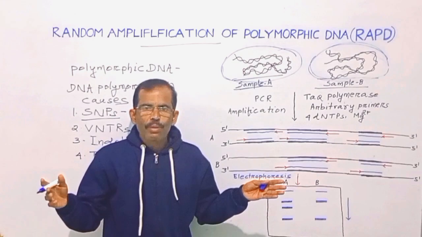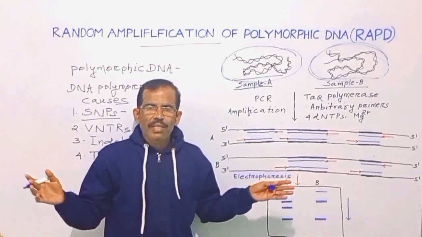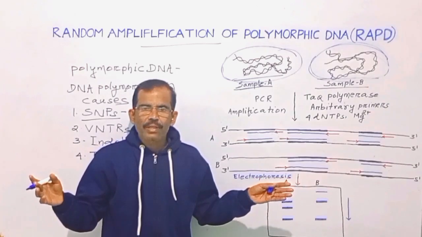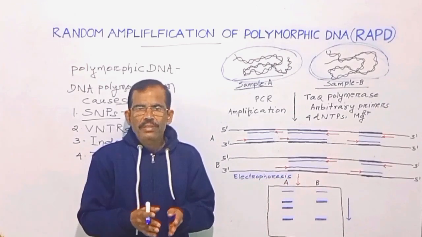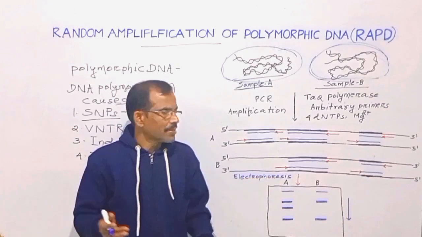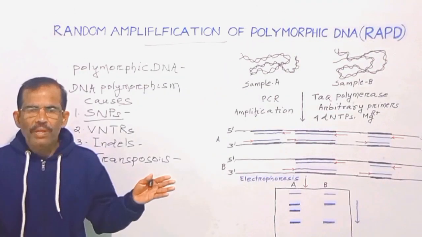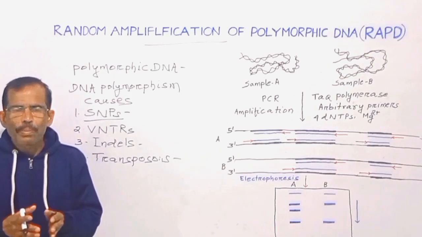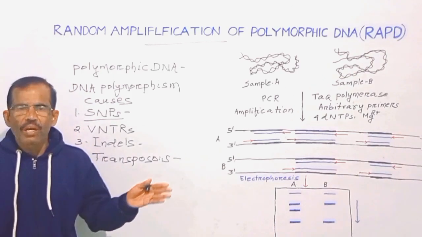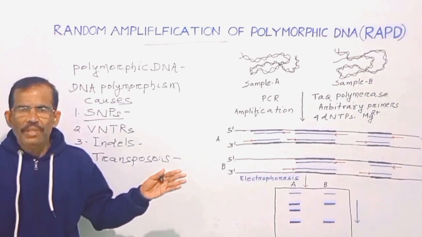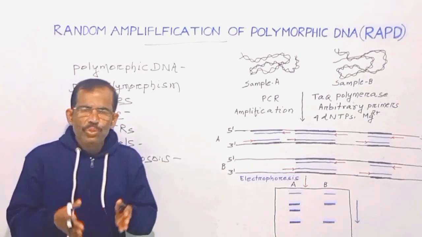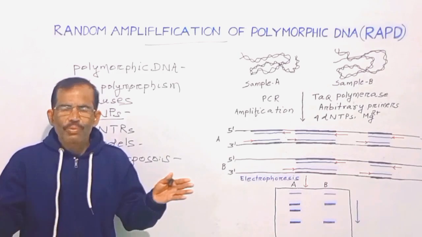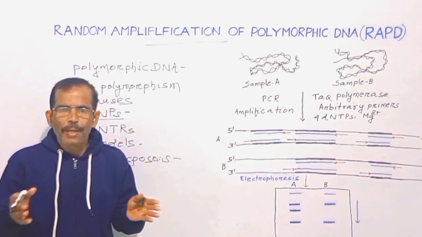The term polymorphic is used when the sequence variation exists in more than 1% of the population. It is different from rare mutations. Now, what is rapid amplification of polymorphic DNA? RAPD is a quick PCR-based molecular biology technique that uses short arbitrary primers to amplify random sequences of DNA.